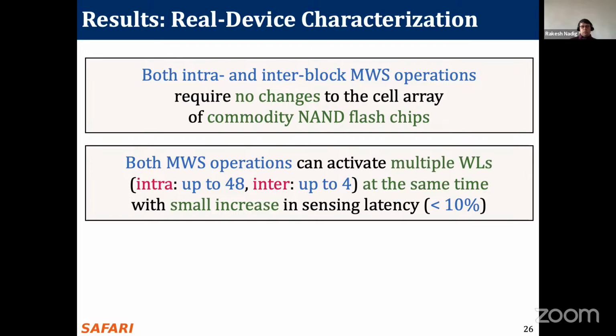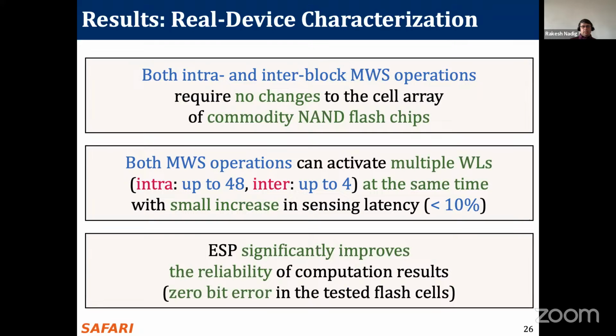In case of intra-block, we do up to 48 word lines, and in case of inter-block, which is across different blocks, we can do simultaneous sensing of 4 word lines in each block. And this comes at a small increase in sensing latency of less than 10%. And ESP significantly improves the reliability of computation results, and we achieve almost 0-bit error in the tested flash cells.